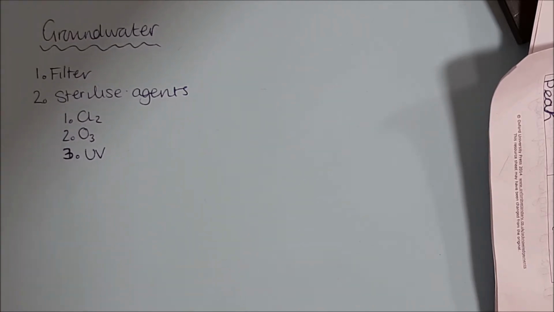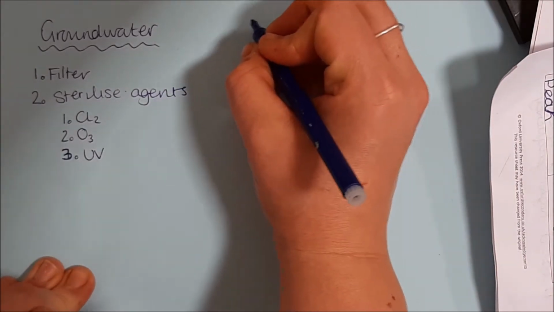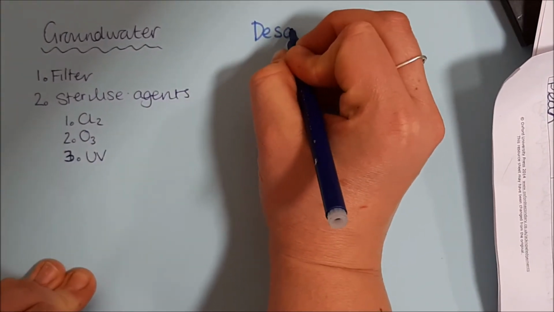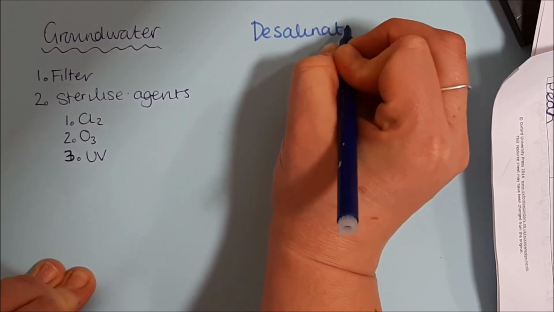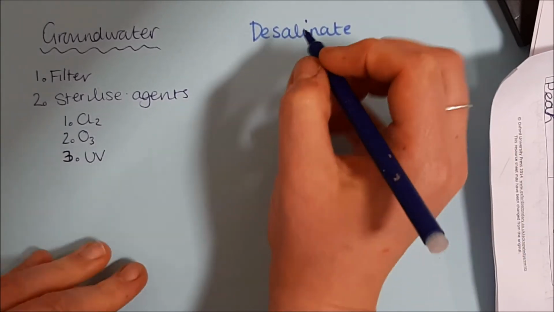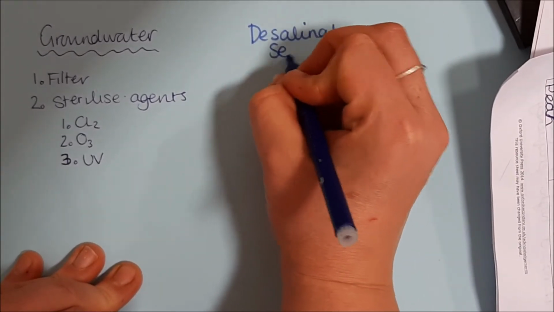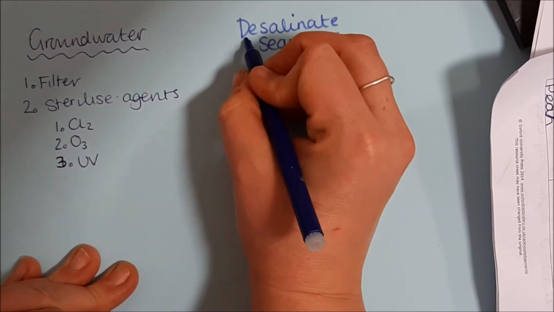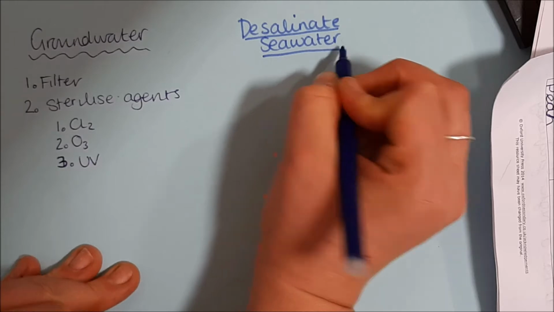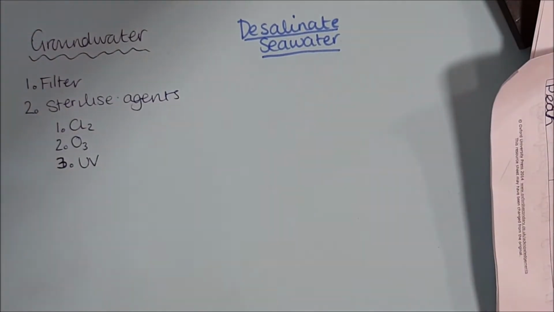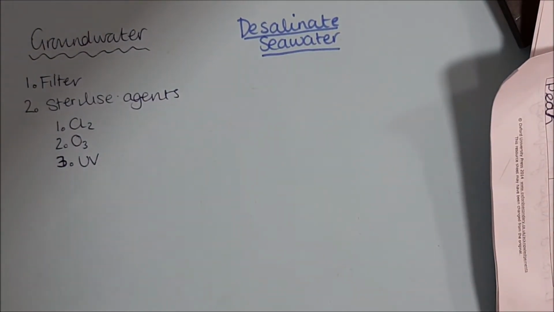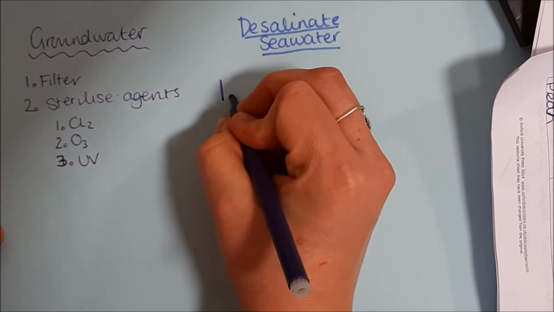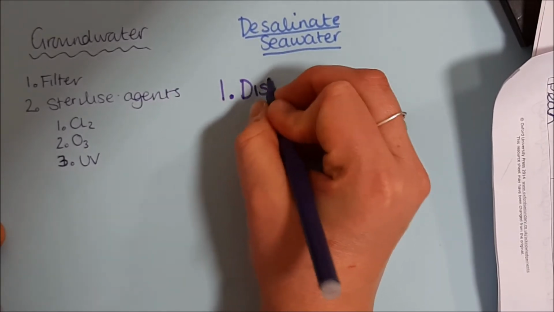The second method is to desalinate. The word saline means salt, so desalinate seawater. We're an island. If bad times occur, we need to be able to use that seawater. And there are 2 methods that you can use to do this. Method number 1 is we can do distillation.